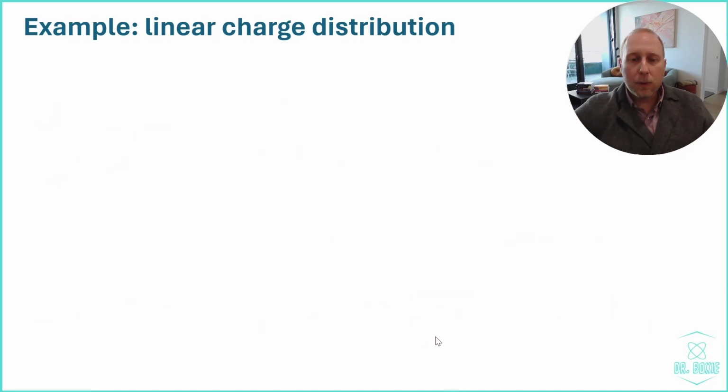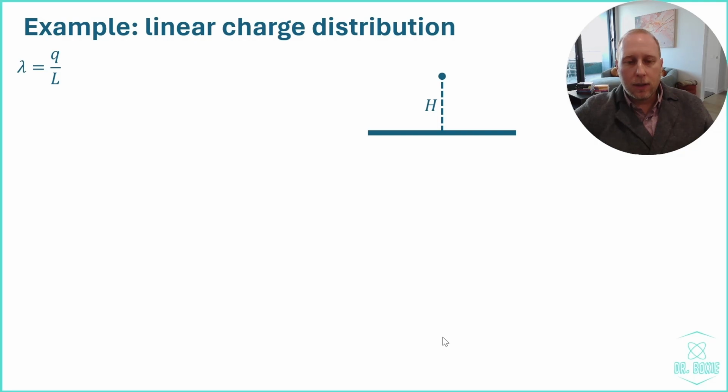As a first example, we look at the case of a one-dimensional rod of length capital L, and it has a constant linear charge distribution lambda. So Q is the total charge of the rod, and lambda is Q divided by L, and we assume that it's a homogeneous rod, which means that the charge is distributed equally over the whole length of the rod. We want to know what the electric field is caused by this rod at a distance h above the center of the rod.